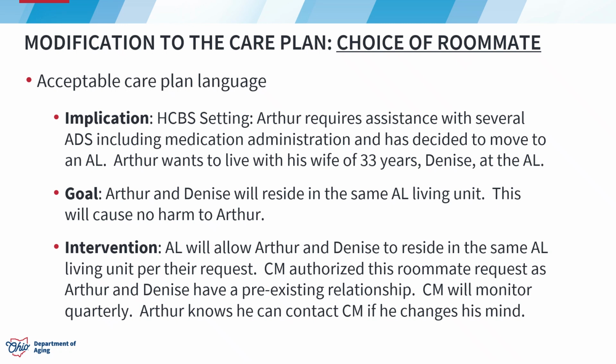That is required per the federal regulation. And then lastly, the assisted living will allow Arthur and Denise to reside in the same living unit as requested, it is going to be monitored quarterly, and they have a pre-existing relationship. Again, looking at your modification requirements for documentation, all of those components that are on your sheet, where appropriate, need to be demonstrated in the care plan.